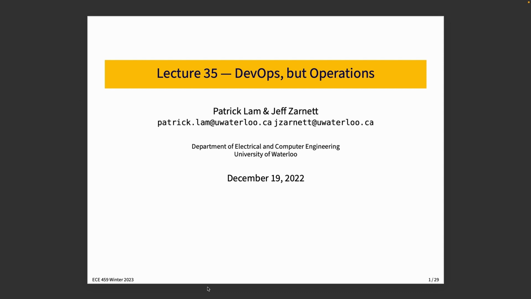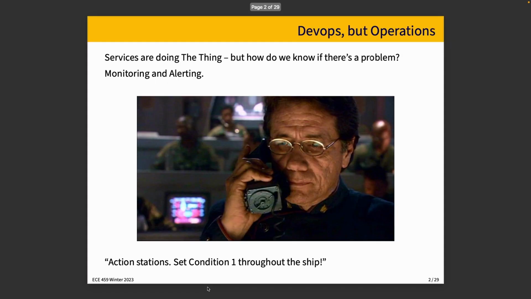So let's imagine we've got our services up and running and they do the thing, capital letters, they're supposed to do. A good start, but we need to keep it running. How do we know if there is a problem? Well, we do that with monitoring, and if we see a problem, alerting, or in the words of Admiral Adama, action stations, set condition 1 throughout the ship.